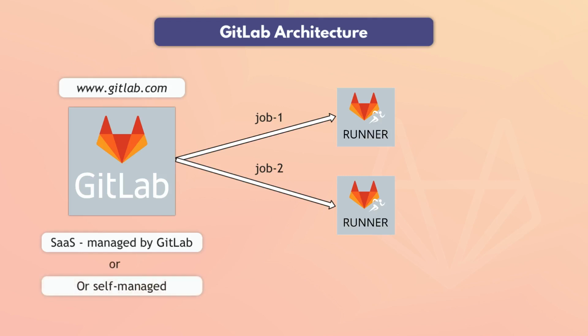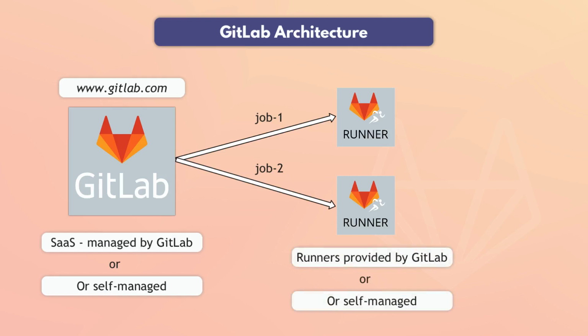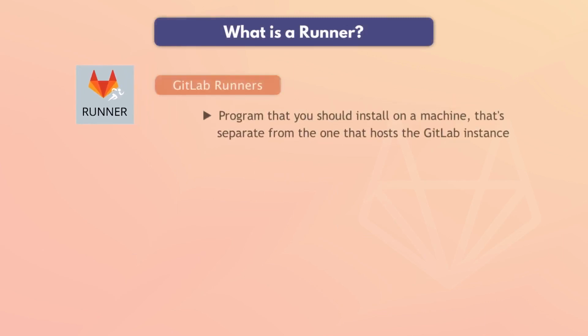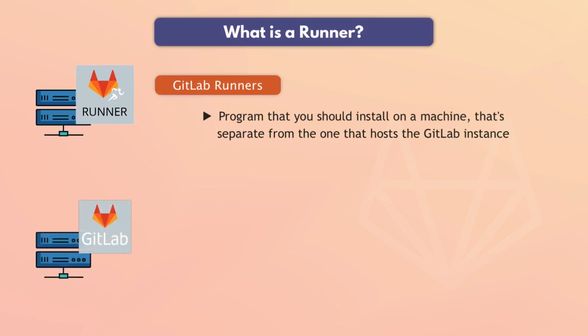Now, what about the runners that execute the jobs in our pipeline? Who created or who is managing these runners? So GitLab, with this managed solution, offers you runners that they manage for you. So what is a runner, first of all? GitLab Runner is a small program that you install on a separate machine. So not the machine where the GitLab server is running, but on a separate physical or virtual machine, and it's connected to the GitLab server.